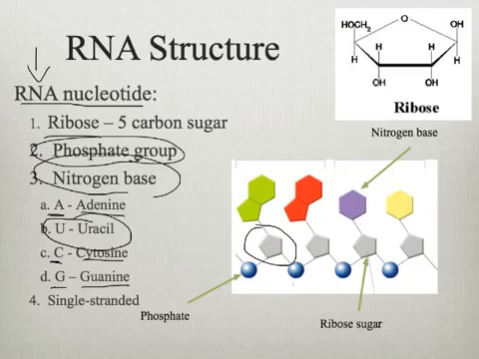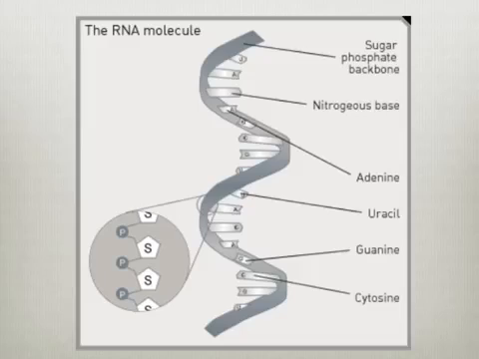And where DNA was double-stranded, RNA is going to be single-stranded. It's not going to be two strands. Look at the picture, you can see I have my nucleotides, but it's only one strand. There's not a second strand there.